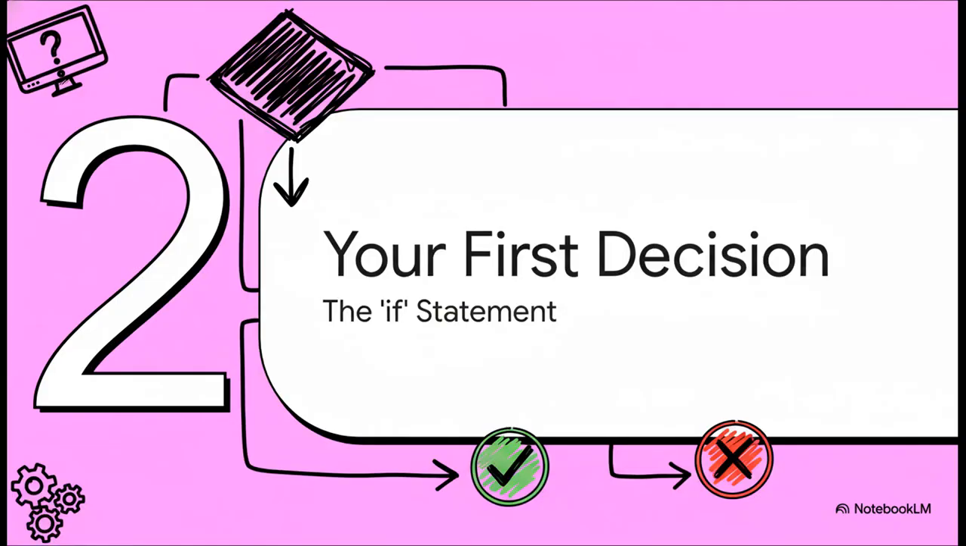Okay, so we can get a true or false answer. That's cool, but so what? How do we make a program actually do something based on that answer? Well, that's where the incredibly powerful if statement steps onto the stage.